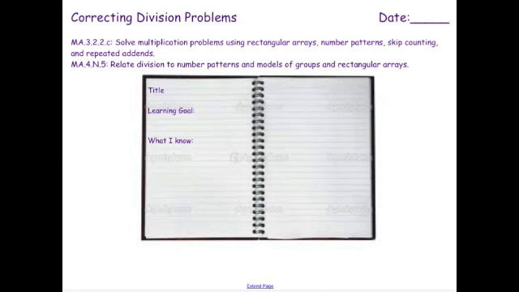The main idea is that we're going to relate division to number patterns and models of groups and rectangular arrays. When you look at your notebook page, you should have your learning goal with the full Common Core standard, the title, the learning goal in your own words, and your what I know. There's no foldable manipulative for today's notes, so you should just have your blank piece of paper with your learning goal at the top.